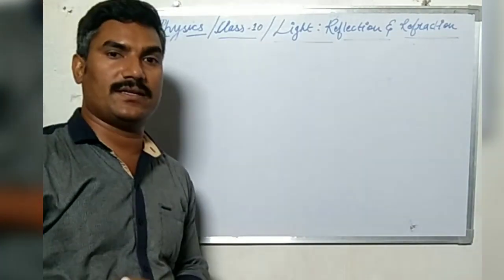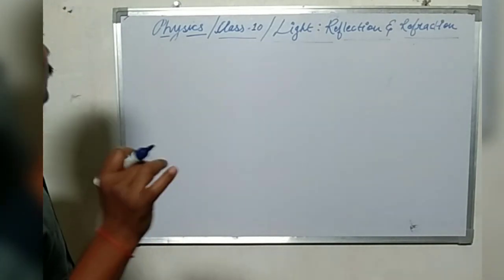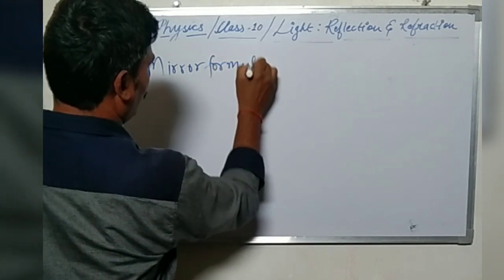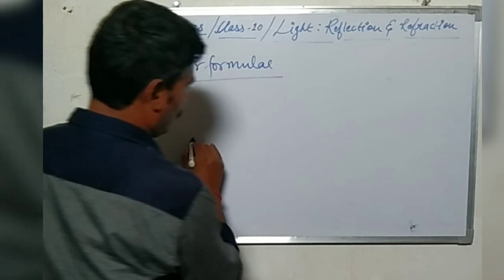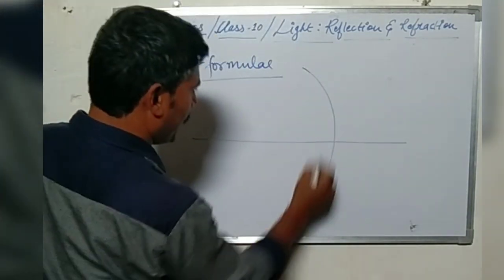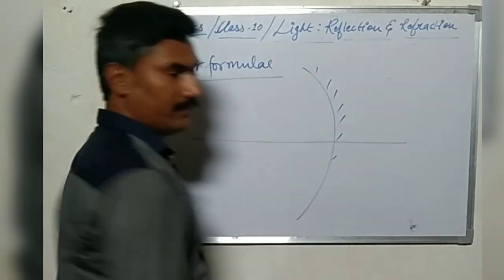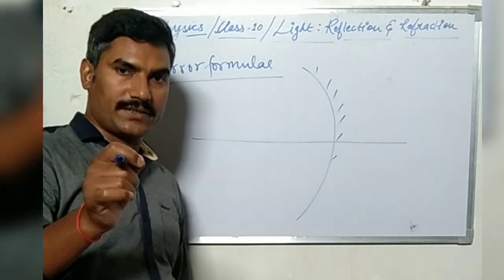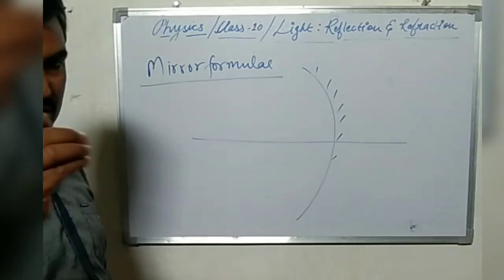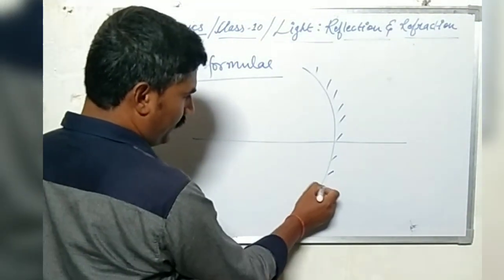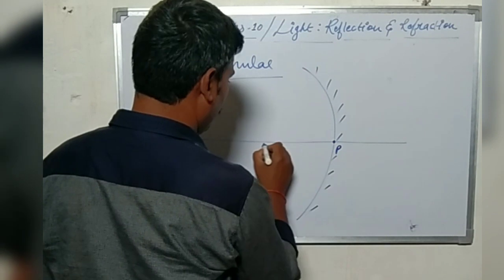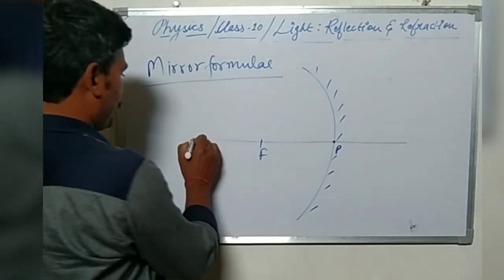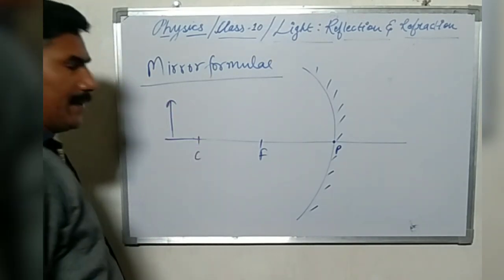After this, we will discuss the most important mirror formula. The mirror formula is basically the relation of object distance, image distance, and principal focus, that is the focal length of the mirror. This is the pole, this is the principal focus, and this is the center of curvature. Suppose the object is placed at a point beyond C.